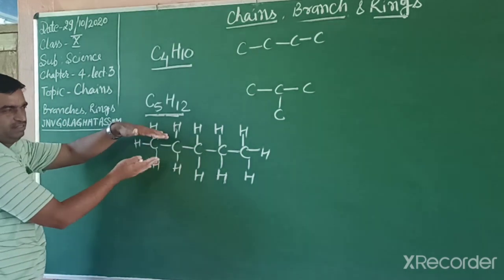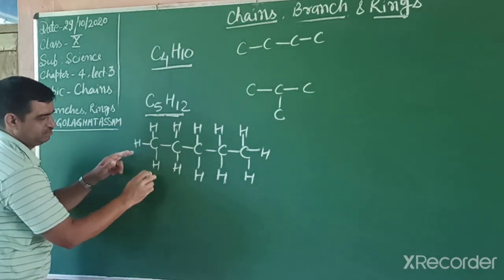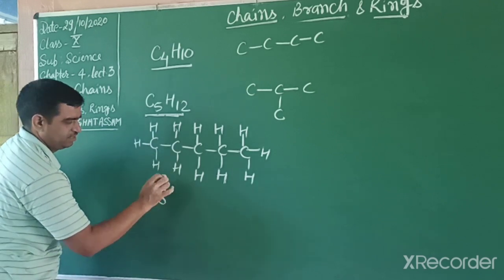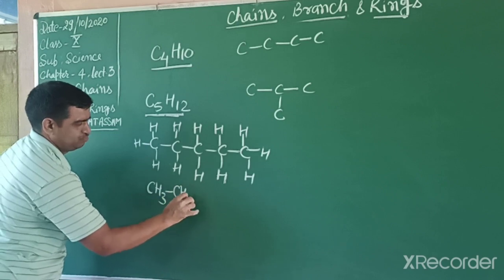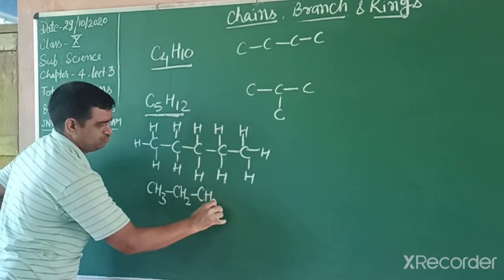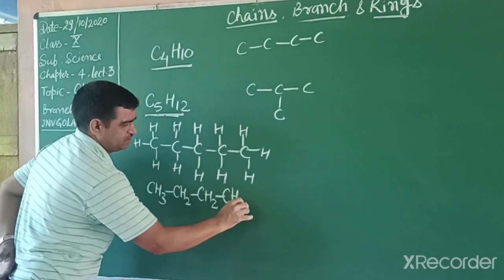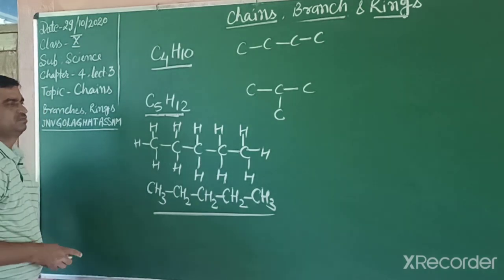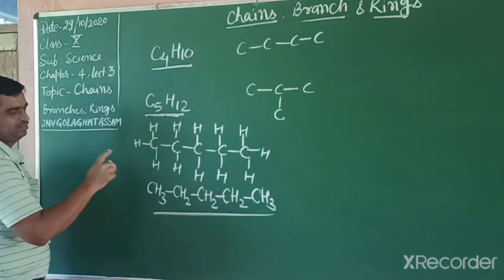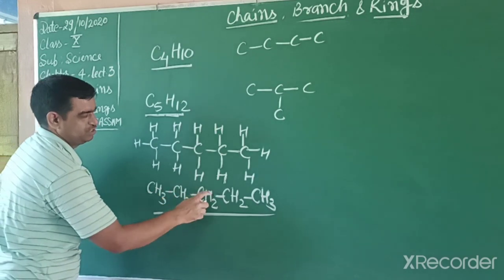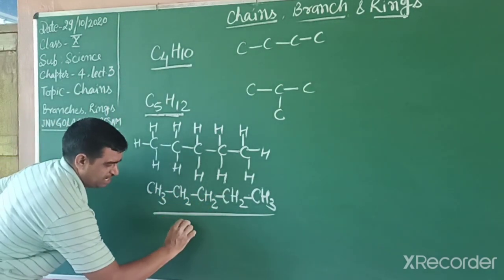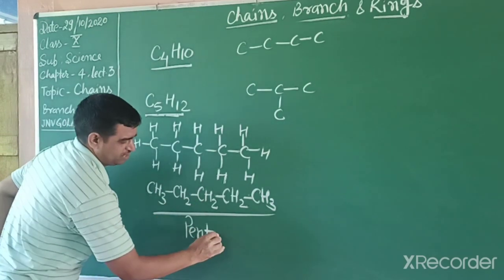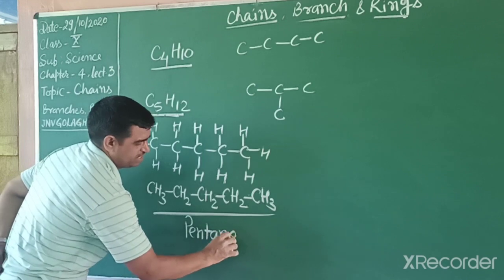But we can write in condensed form this CH3, single bond, CH2, CH2, CH2 and CH3. This one. What is the name of this compound? This compound we can write 1, 2, 3, 4, 5 carbon. So we can write 5 carbon as pent. Single bond, then we write suffix "ane", pentane.